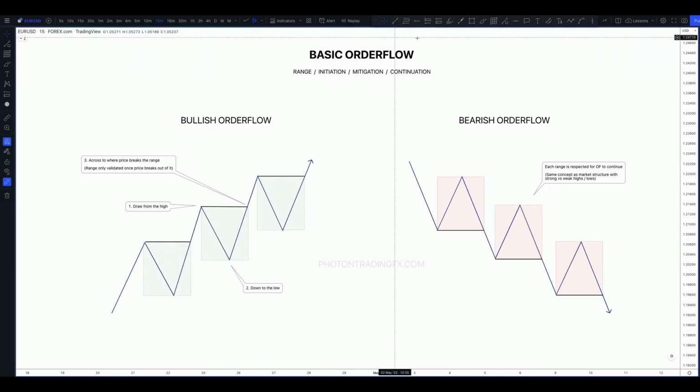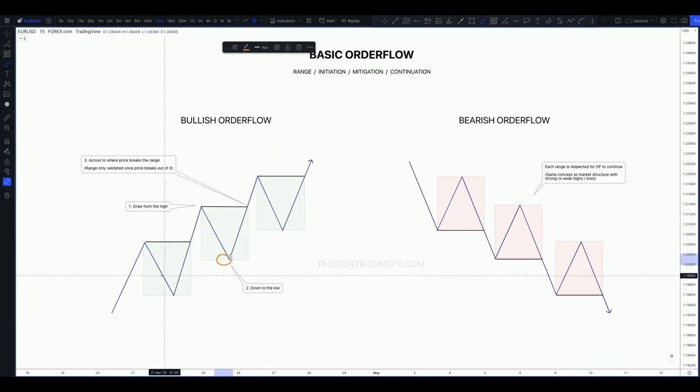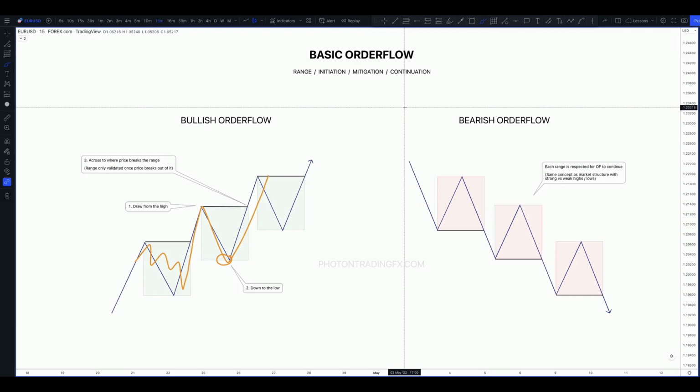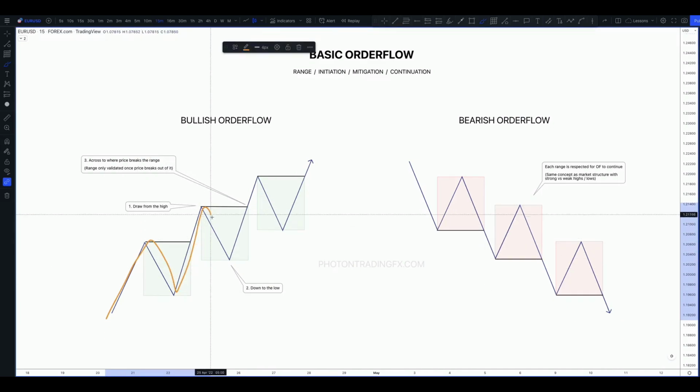Price then can pull back, doesn't have to. Price never has to do anything, but price can then pull back to do what? To mitigate that range. So we have a range, price initiates out of that range, then we get the mitigation of the range, and then what do we get? We get the continuation. Range, initiation, mitigation, continuation. Pretty basic stuff, hopefully. So that's what you'll typically see when you have nice, efficient bullish order flow: you'll see price move up, it'll come back and mitigate that range, move up, come back and mitigate that range.